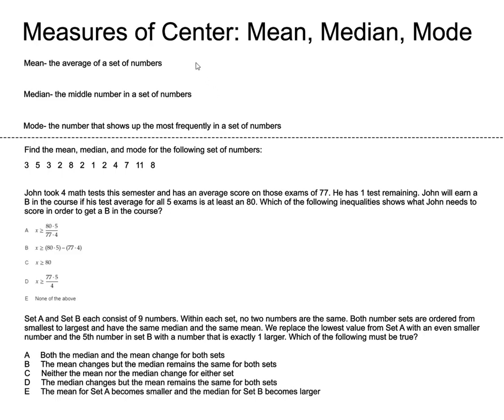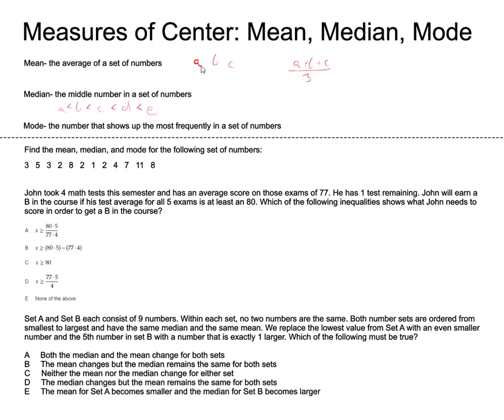So if we had three numbers, A, B, and C, the average of them would be A plus B plus C over 3, because there are three numbers. The median is the middle number in a set of numbers. So let's say we had A, B, C, D, and E. And let's say that A is less than B, is less than C, is less than D, and is less than E. In other words, they're in order from smallest to largest.